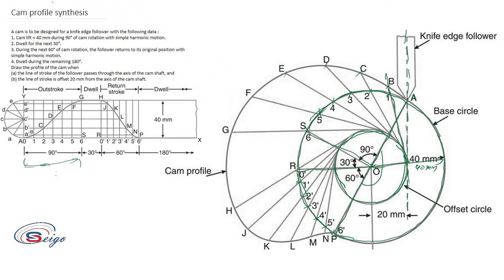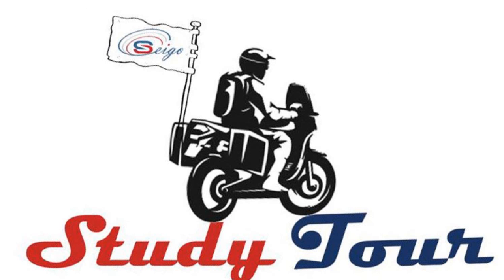After that you have to join all these points with a smooth curve. So this is your cam profile in which the follower is offset by a certain distance. Please practice these problems.